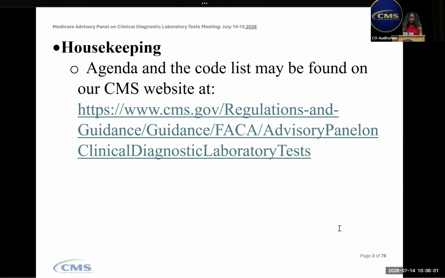Regarding input from standby speakers, we will seek input only when a CDLT panel member has a specific question. That is, standby speakers cannot address the chair or the panel members directly. They can only do so when called on for a specific question.